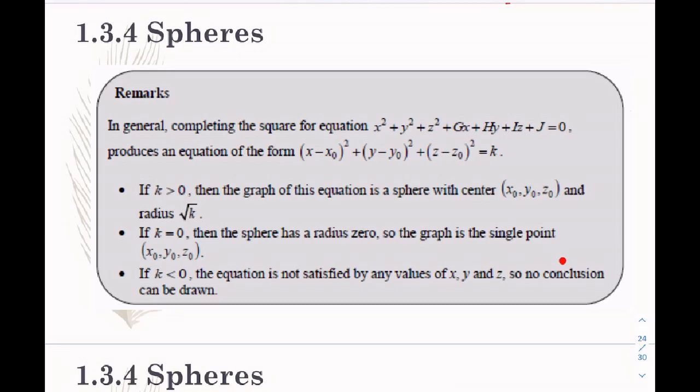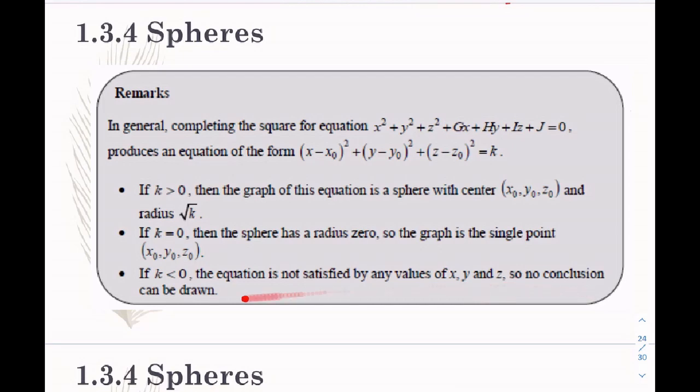Okay, but when k equals 0, then the sphere has a radius 0. So the graph is a single point. Right. Okay, this is logical. When k is 0, we don't have any radius. It will be a single point. Okay, the last one, if k is less than 0, the equation is not satisfied by any values of x, y, and z.